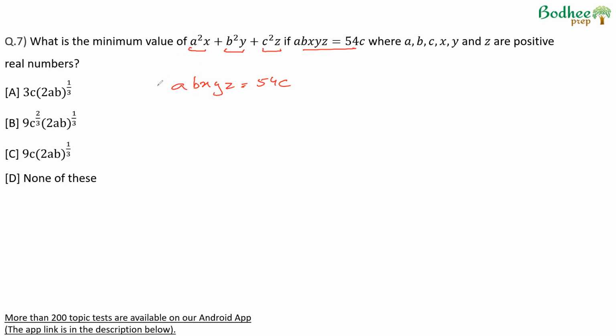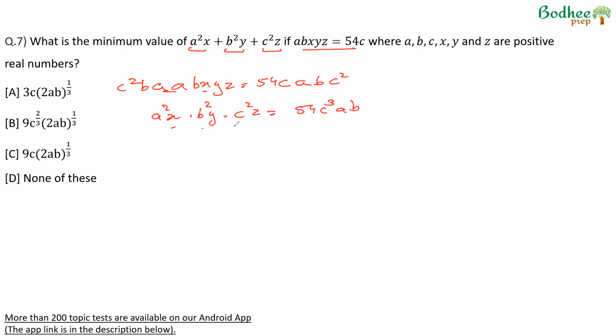A is there, we need x, a square, so we multiply both sides by a. X is there, b square, we multiply both sides by b. Z is there, y is there, c square is not there, so we multiply both sides by c square. So what we get is a square x into b square y into c square z is equal to 54 c cube ab.